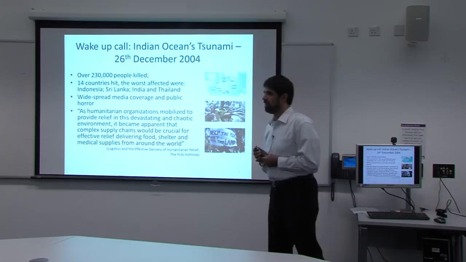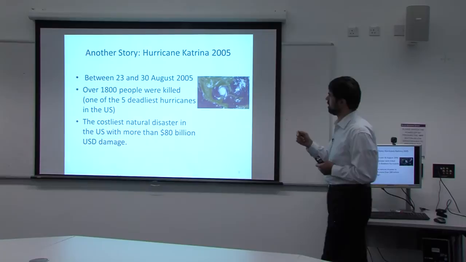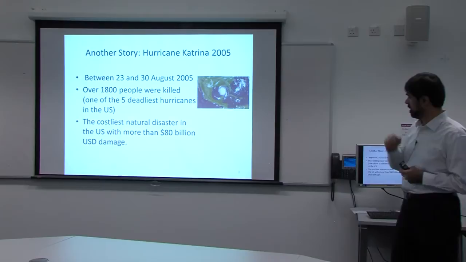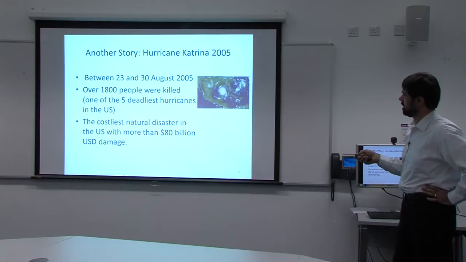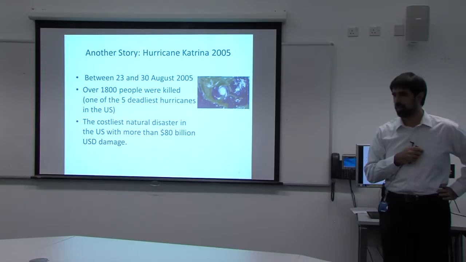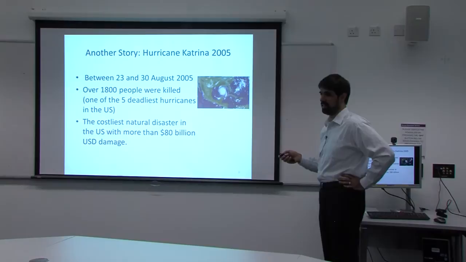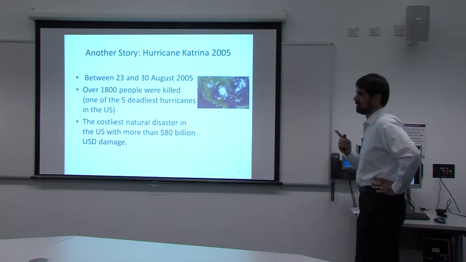A year after that, we had another story in the United States in the New Orleans area. We had the Hurricane Katrina, which was one of the strongest hurricanes in the US, one of the five deadliest hurricanes in the US that killed 1,800 people, and costliest natural disaster in the US. But the response to this disaster was different compared to Indian Ocean tsunami.